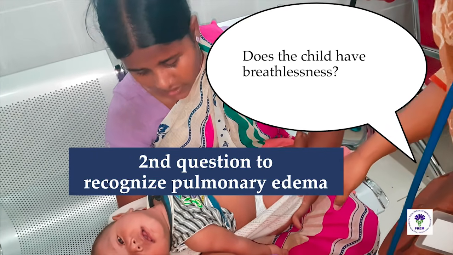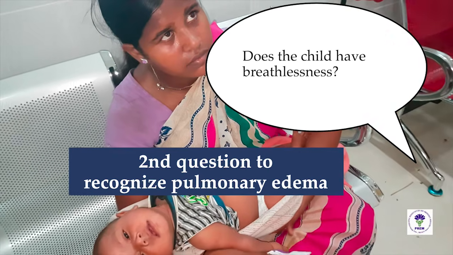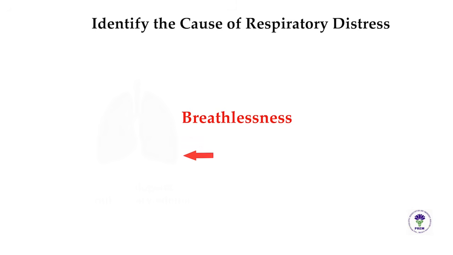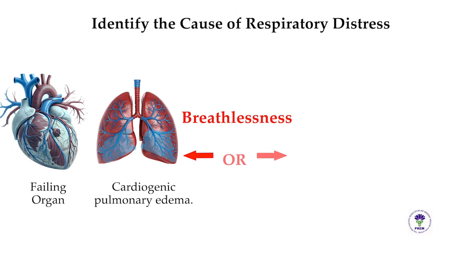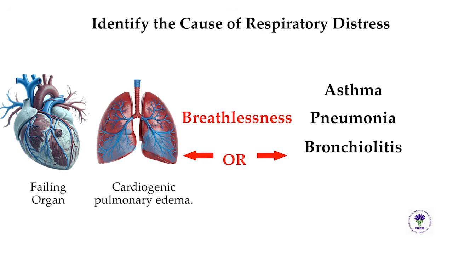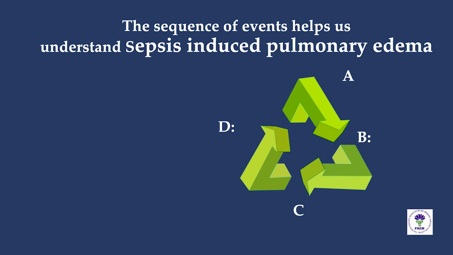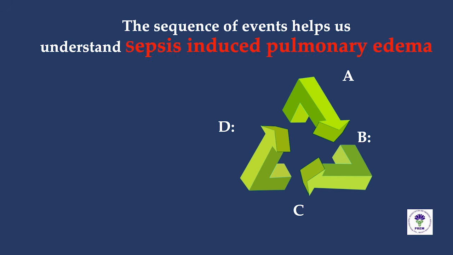The second question, does the child have respiratory distress? Now, respiratory distress due to pulmonary edema secondary to organ dysfunction should be differentiated from other more well-known causes of breathlessness such as asthma, pneumonia, bronchiolitis or congestive heart failure. The sequence of events will help us to recognize sepsis-induced pulmonary edema.